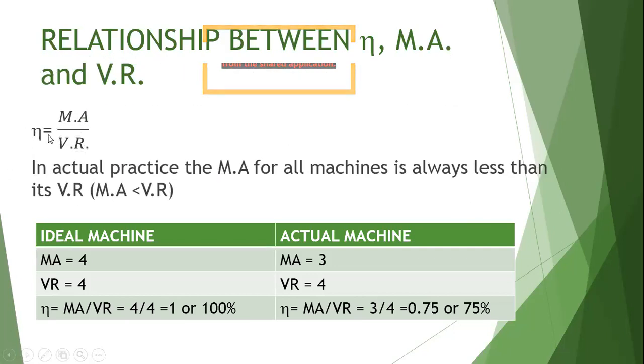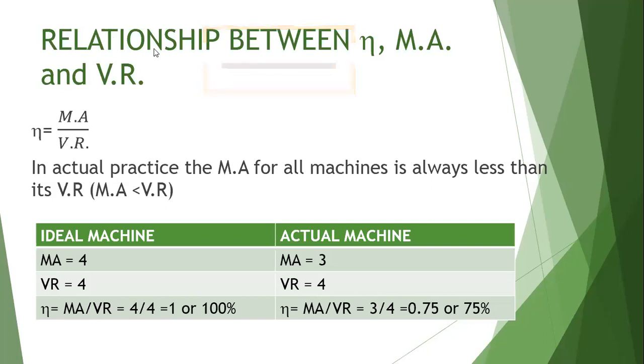Now try to understand this. This is a very interesting concept. In actual, whenever you use an actual machine, you will find that the MA of all machines is always going to be less than its VR. As far as efficiency is concerned, efficiency is the ratio of MA to VR, and for all actual machines, you will find that your MA is always going to be less than the VR of that machine.